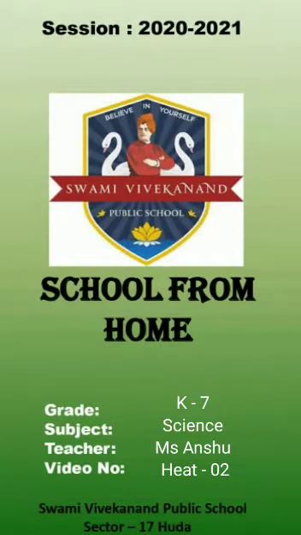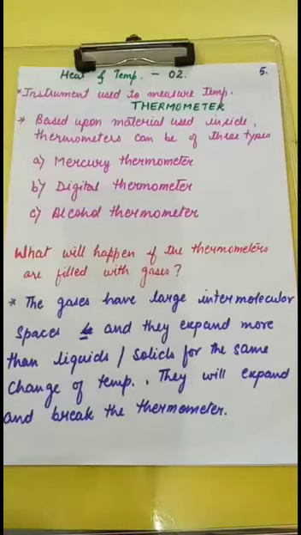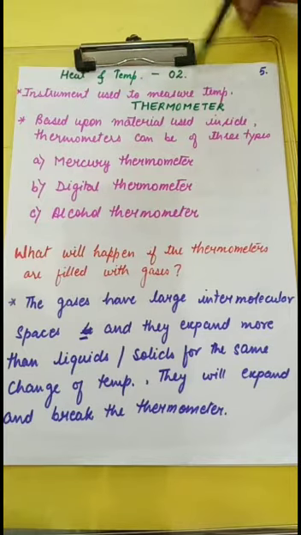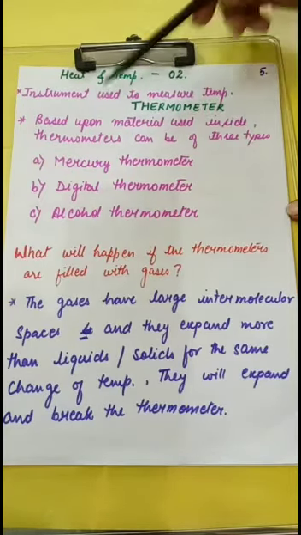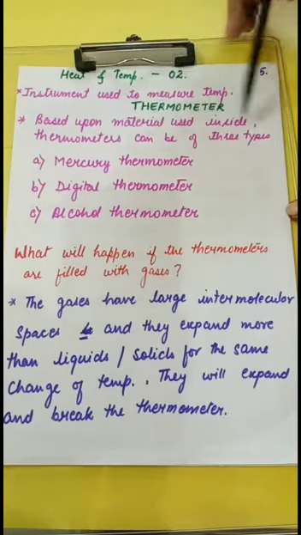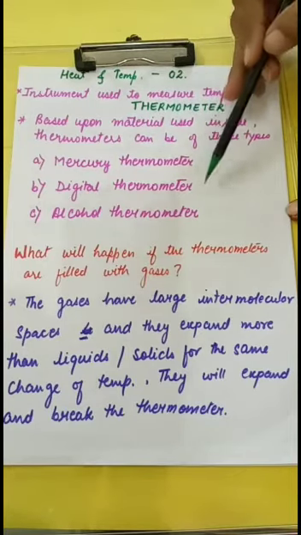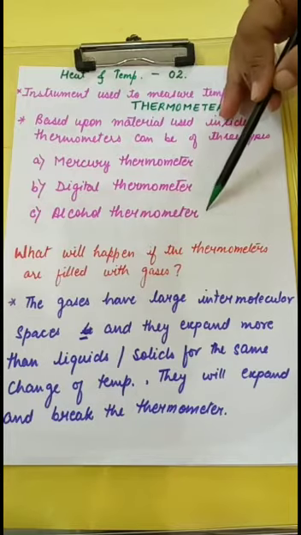Let's continue our chapter heat and temperature. Students, in our previous video we studied what is heat and what is temperature. Now we will study the instruments used to measure the temperature. It is known as thermometer. Based upon the materials used inside the thermometer, they can be of three types: mercury thermometers, digital thermometers and alcohol thermometers.